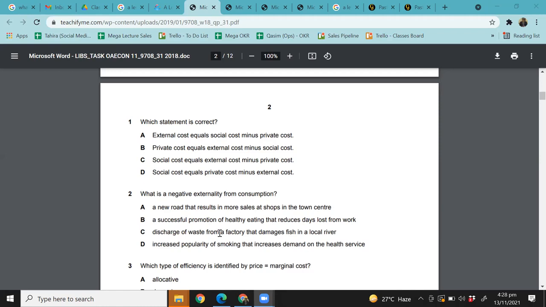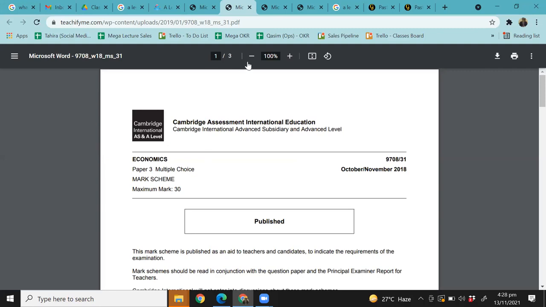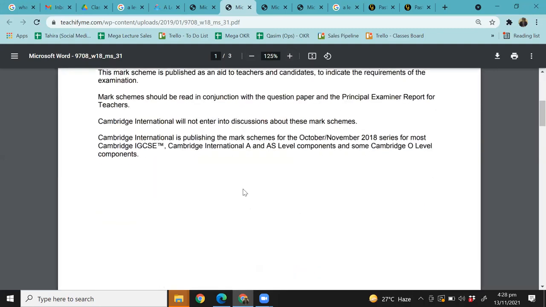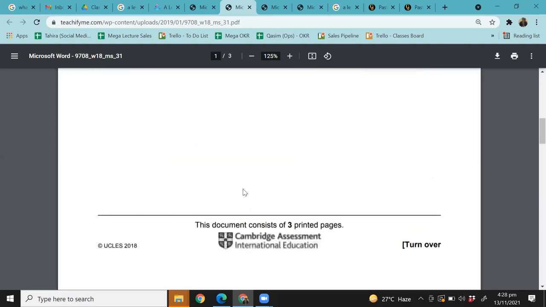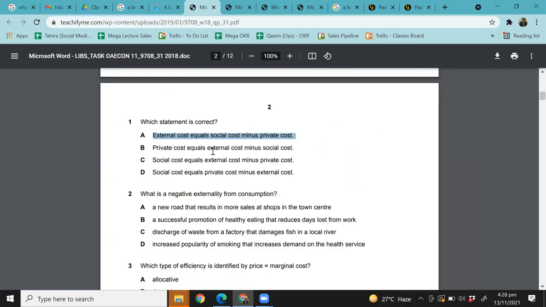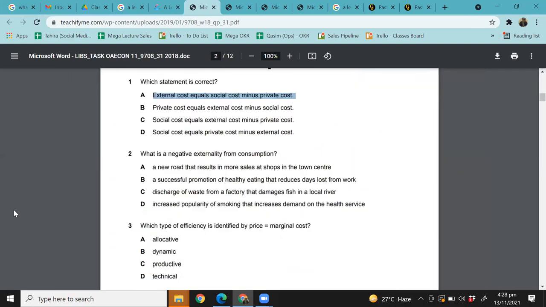So what is social cost made up of? Social cost is made up of private cost plus external cost, right? So to find the other way around, yes, the answer should be A. Because if social cost is made up of private and external cost, then from social cost, if you subtract private cost, automatically you will get external cost. So the answer should be A, right? Good.